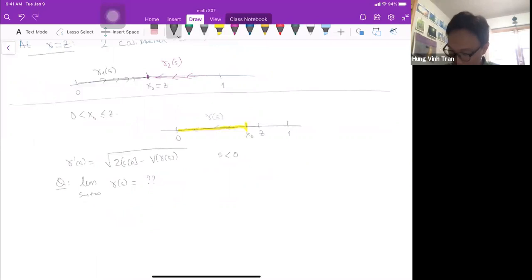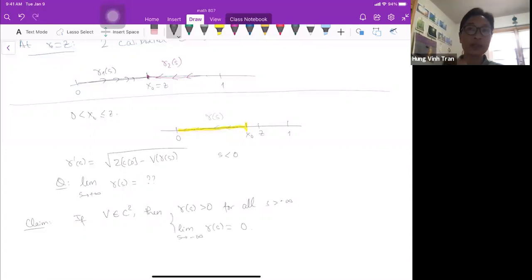So the claim is that if v is C2, then gamma s is always greater than 0 for all s greater than minus infinity, and the limit as s goes to minus infinity of gamma s is 0. So 0 is a stable attractor, right?